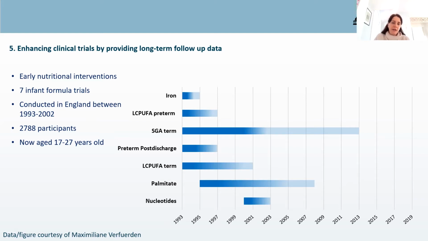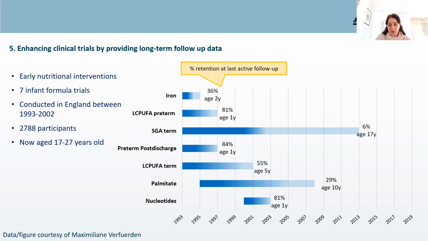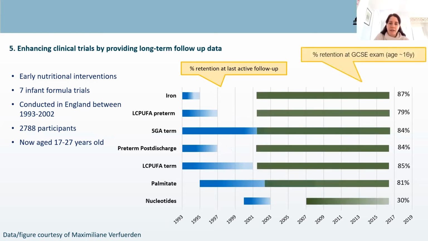So the trials themselves were affected by attrition, and this plot shows the percentage of participants who responded at the latest follow-up. So you can see for the SGA trial, the small for gestational age group, by age 17, only 6% were still contactable. But by linking to administrative data, again, the National Pupil Database, we could increase the retention or the completeness of the data to over 80%.